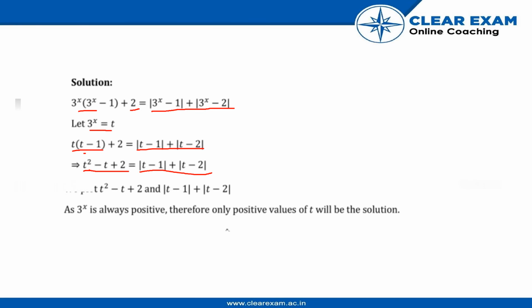Now as we all know, t^2 - t + 2 and |t - 1| + |t - 2| have been equated, which means first of all t^2 - t + 2, the root has to be positive, and as we see here 3^x is always positive since it's an exponential number, therefore only positive values of t will be the solution.